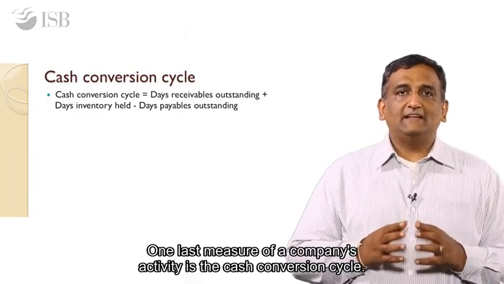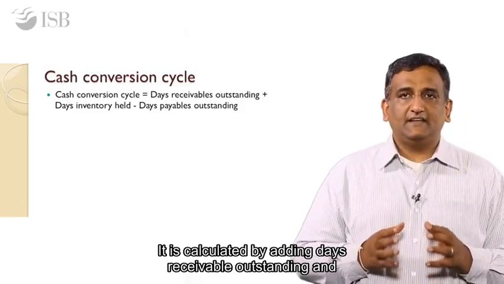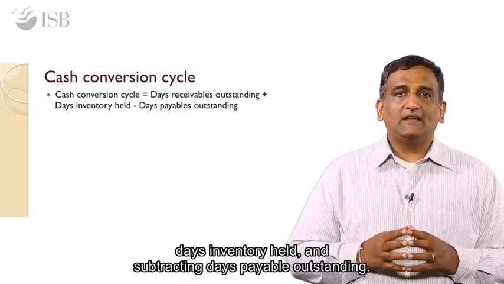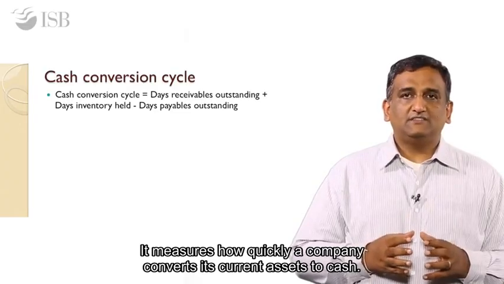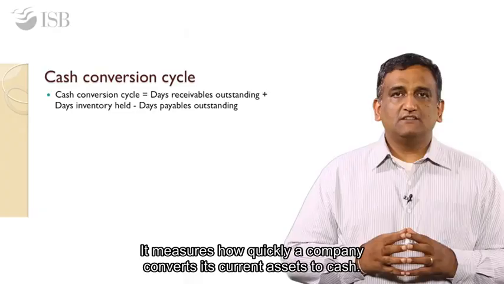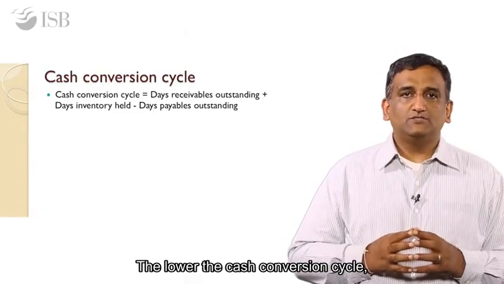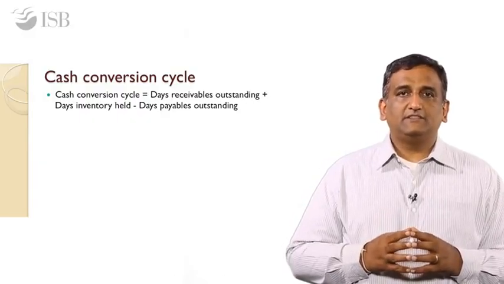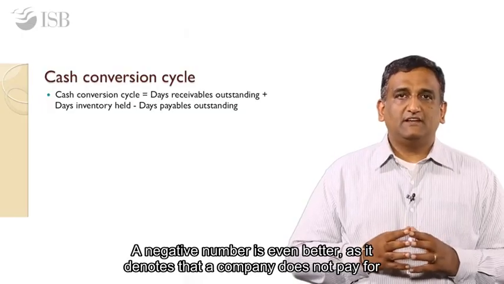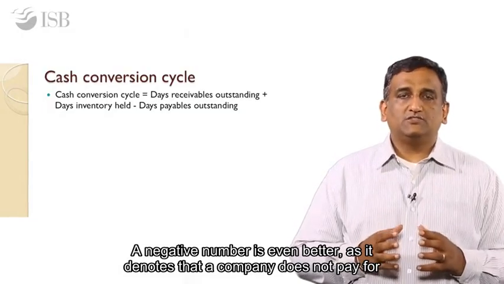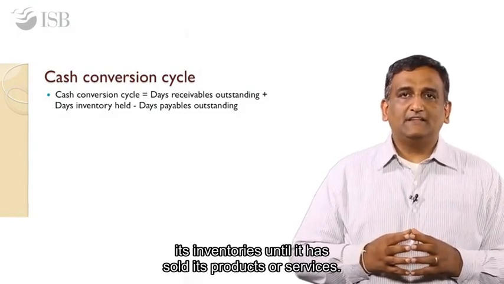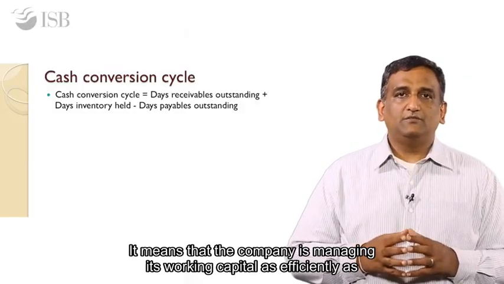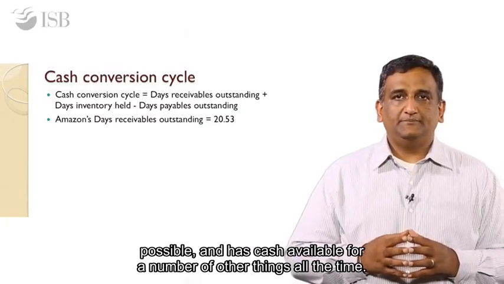One last measure of a company's activity is the cash conversion cycle. It is calculated by adding days receivable outstanding and days inventory held and subtracting days payable outstanding. It measures how quickly a company converts its current assets to cash. The lower the cash conversion cycle, the better job the company is doing in converting to cash. A negative number is even better, as it denotes that a company does not pay for its inventories until it has sold its products or services. It means that the company is managing its working capital as efficiently as possible and has cash available for a number of other things all the time.